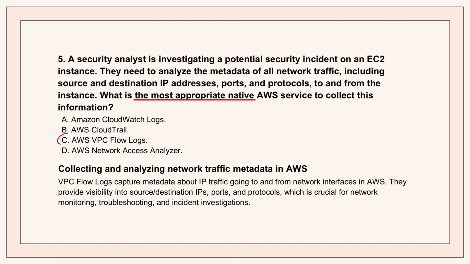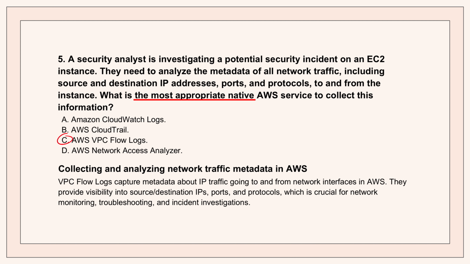Source IP, destination IP, source to destination ports, protocol numbers, packet counts, byte counts, and crucially, whether the traffic was accepted or rejected by security groups or NACLs. So it sees the decisions made by security groups and NACLs too. Yes, that accept/reject status is key.